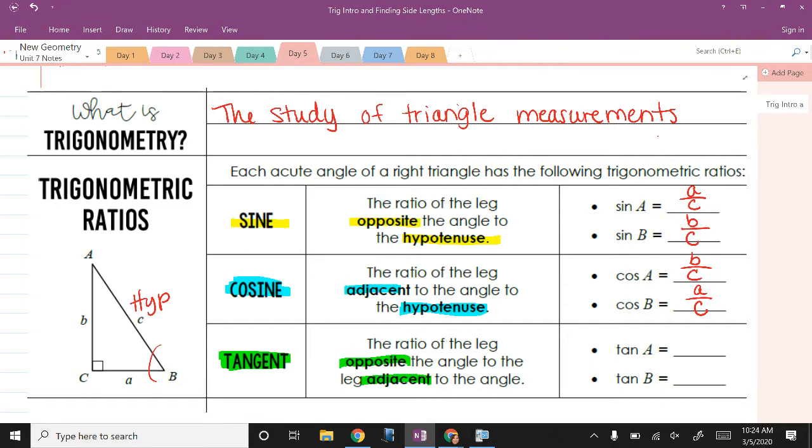Now, tangent is the only one that does not use the hypotenuse. Okay? Tangent uses opposite over adjacent. So for A, what is the side of the triangle that is opposite from angle A? Little a, meaning it does not touch it. Now, which side is adjacent to angle A but is not the hypotenuse? Little b. Good.